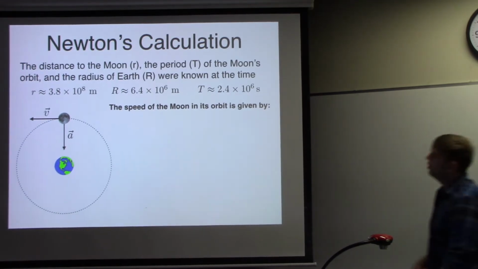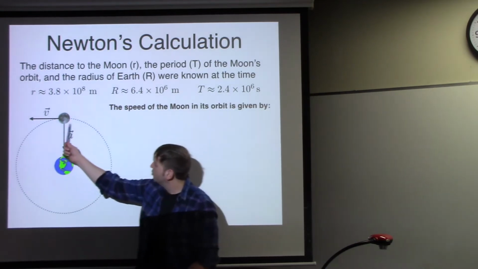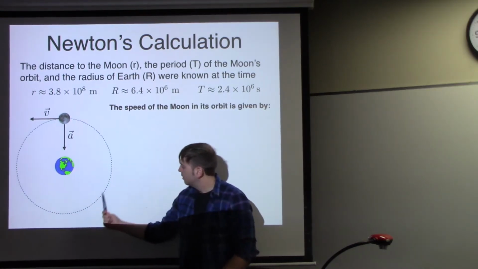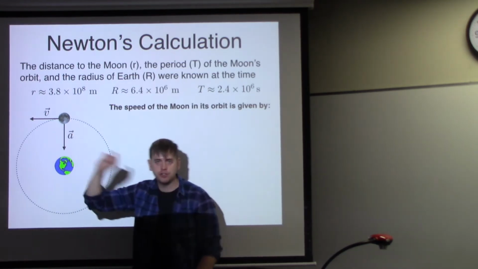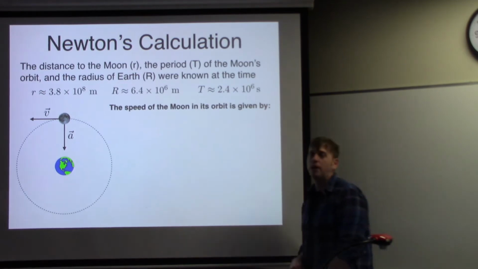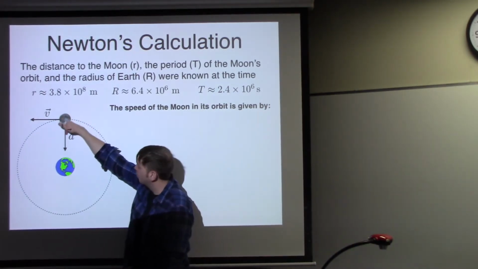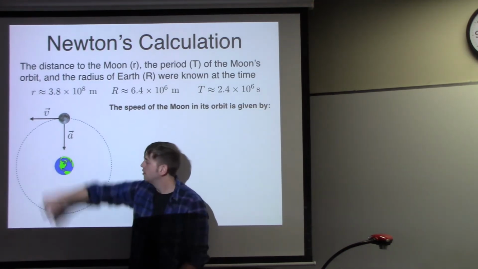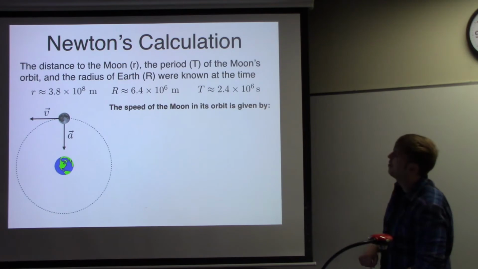Okay, so when we think about the moon orbiting the Earth, we'll think about it moving in a circle like this, and its velocity vector is always going to be tangent to that circle. This is just how circular motion works, as we learned back in chapter 5. The acceleration is always going to be pointing inwards towards the Earth, towards the center of that circle. Again, something we learned back in chapter 5.